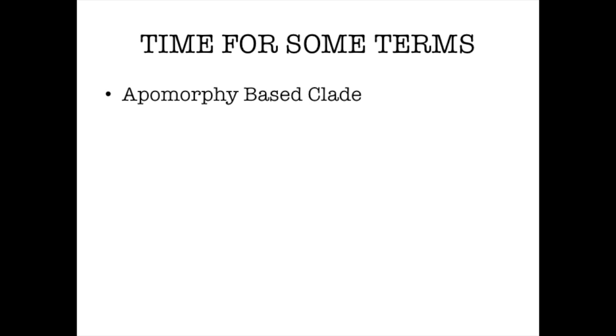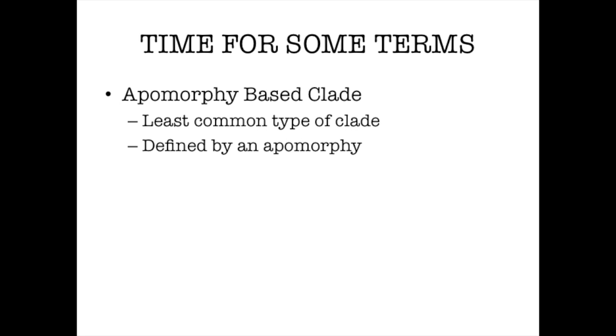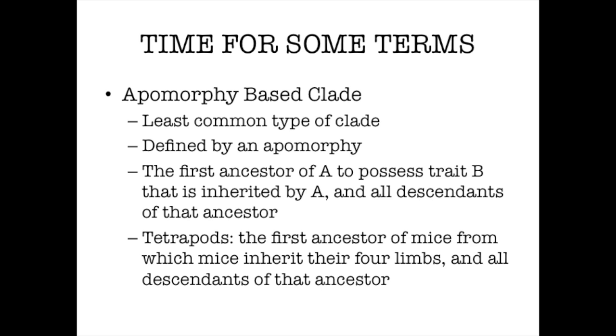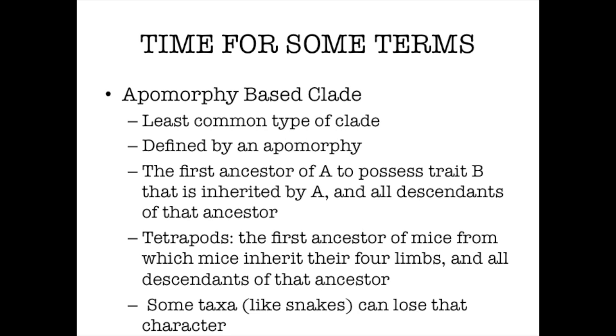Let's talk more about clades. Now, an apomorphy-based clade is the least common type of clade, and it's defined based on an apomorphy. For example, it's the first ancestor of A to possess B that is inherited by A, and all descendants of that ancestor. Tetrapods: the first ancestor of mice from which mice inherit their 4 limbs, and all descendants of that ancestor. Some taxa, like snakes, can lose that trait.